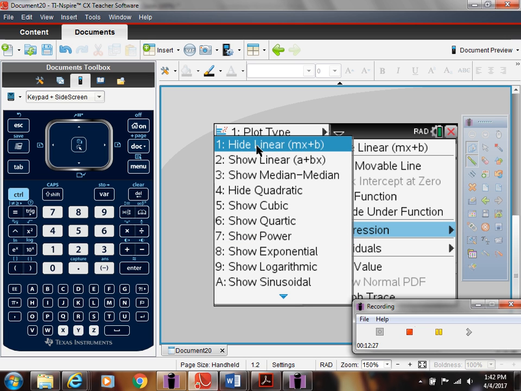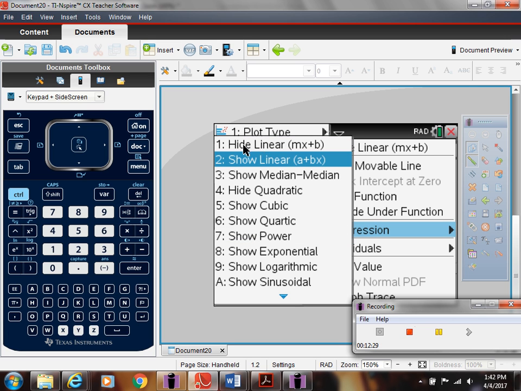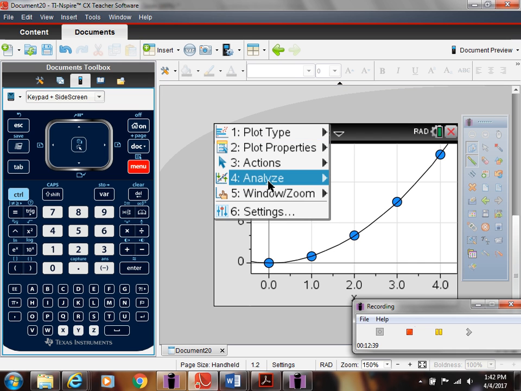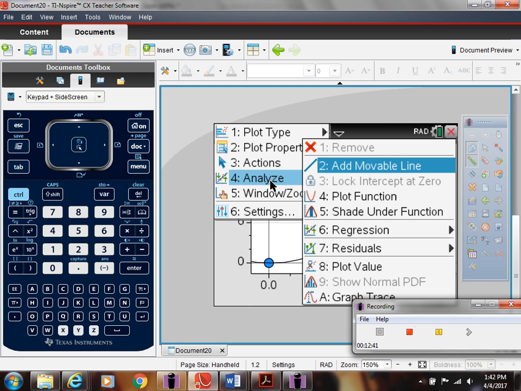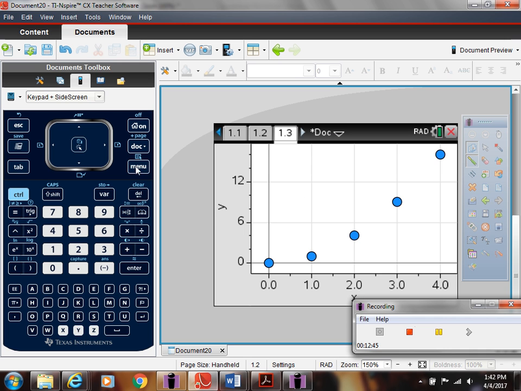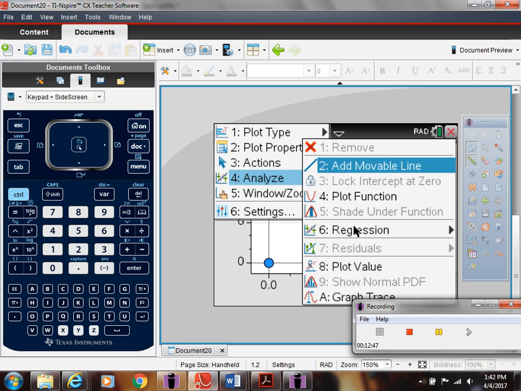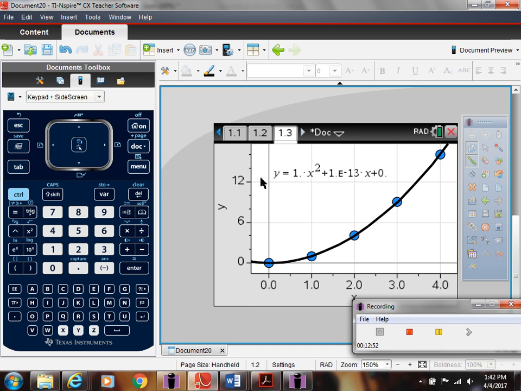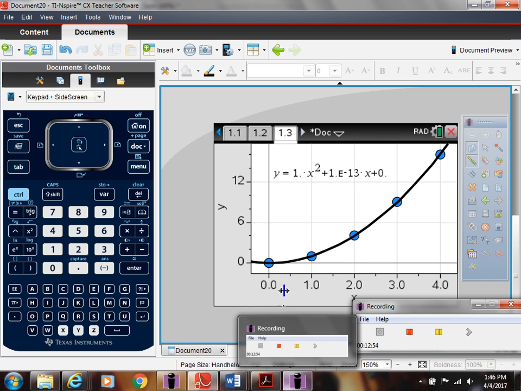So I'm going to hide that one. By the way, if you put one up and you want to take it off, you can go back to it and it says hide now, whereas these say show. So I'm going to hide that one, and I want it to show me the exponential. Or what was it? Quadratic or exponential? Quadratic. There it is. Now, that equation looks kind of weird, but I'm going to explain it to you.